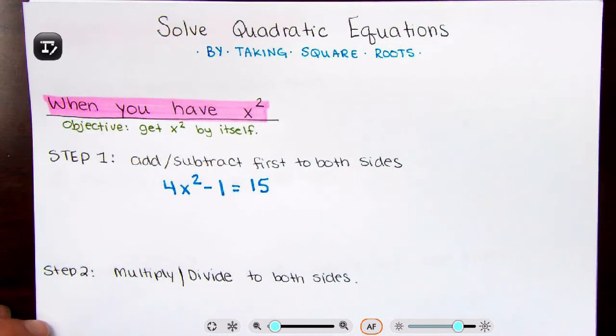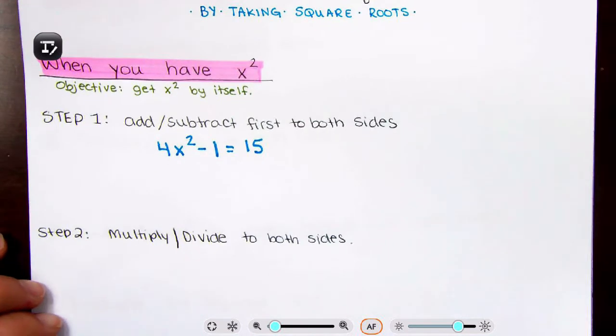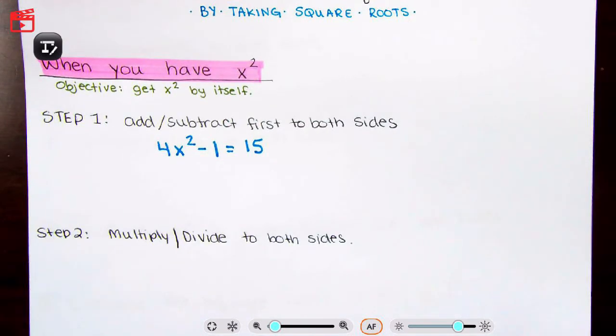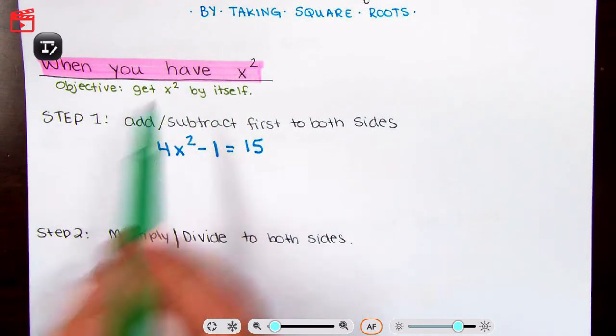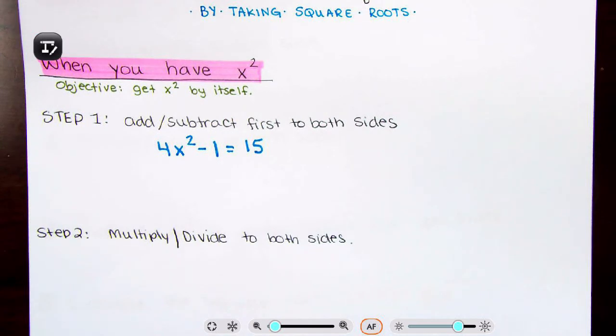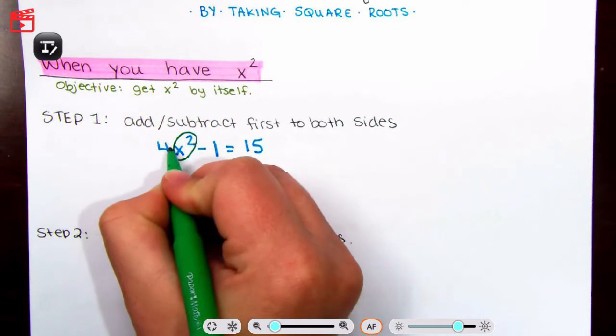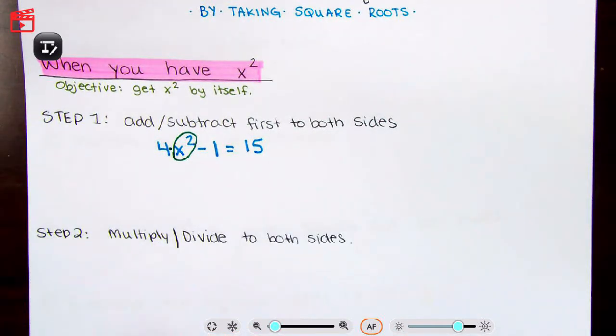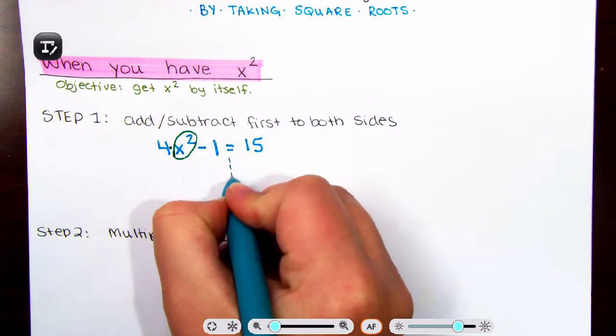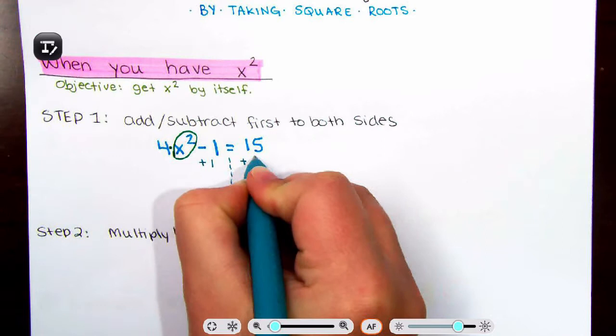All right, so let's talk about the condition where you have just x squared and things outside of x squared. So nothing inside the bubble. Step number one is you would like to add and subtract first to both sides. Our objective is to get x squared by itself. So what is attached to x squared? Well, we have this minus 1, and then we have this multiplication by 4. Make sure that you deal with the adding and subtracting first. So I'm going to add to both sides this 1.